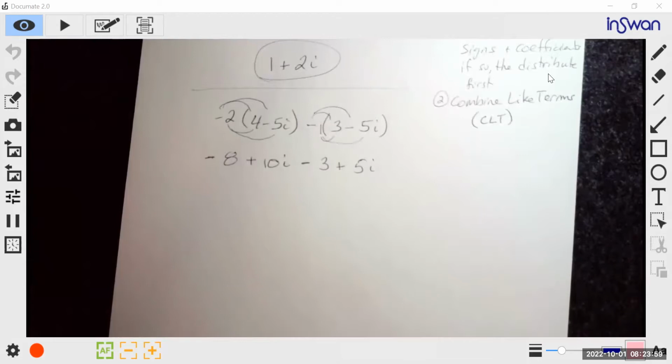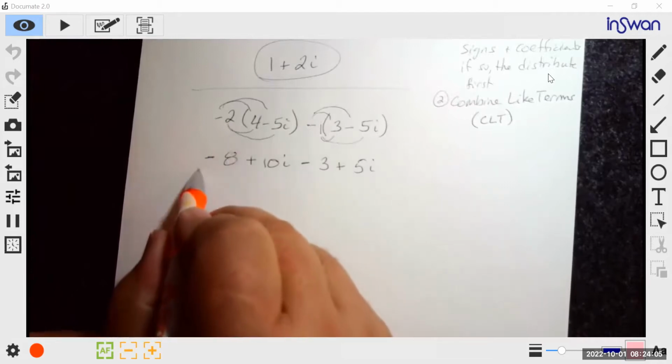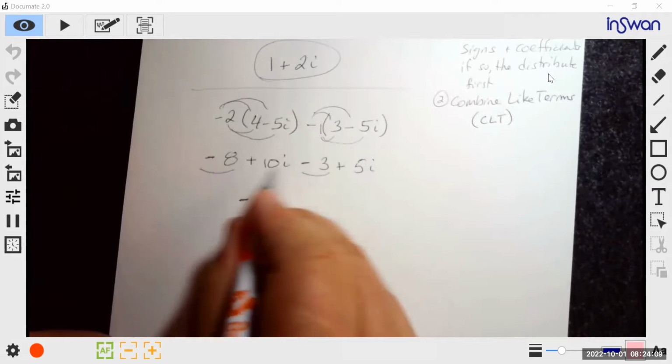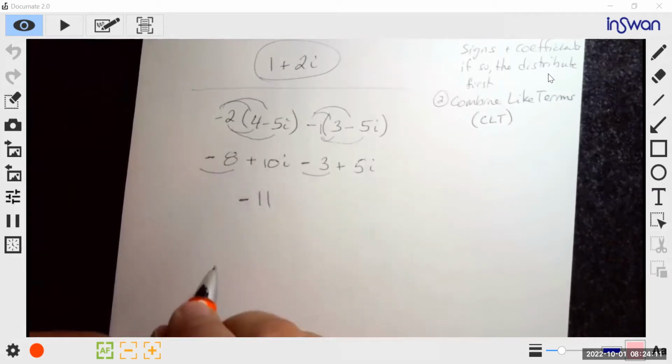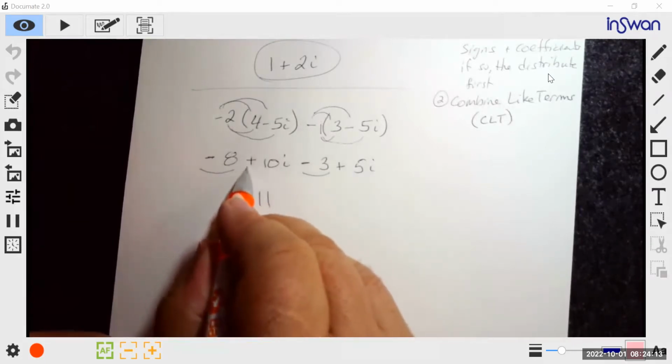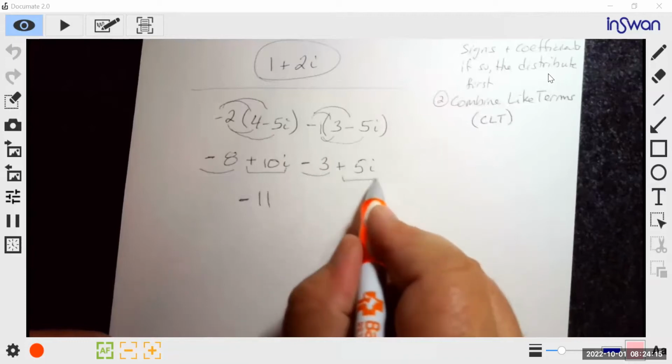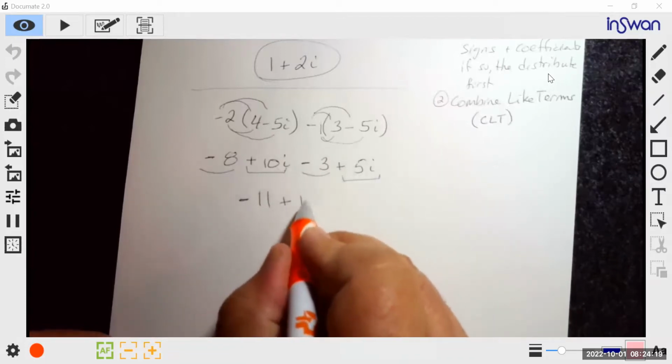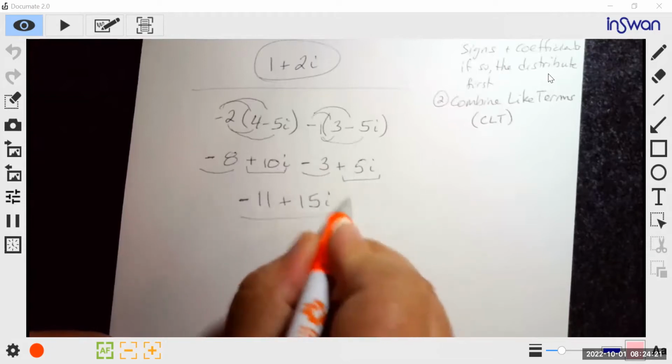Pretty much in mathematics, anytime you get rid of parentheses, the first thing you always want to do is combine like terms. So we have negative 8, negative 3, they're both negatives. 8 plus 3 is 11. Then you have positive 10i, positive 5i, they're both positive. So you add them, 10 plus 5 is 15i, and there's your final answer.